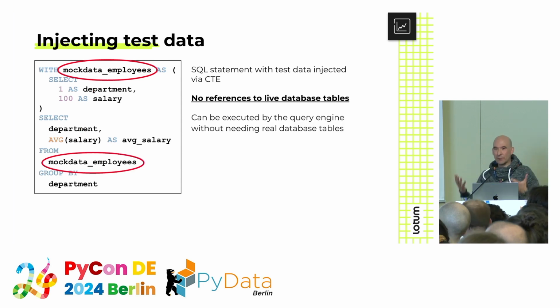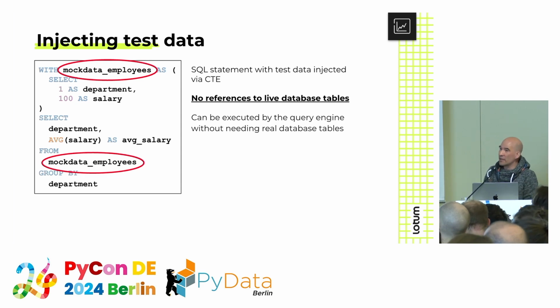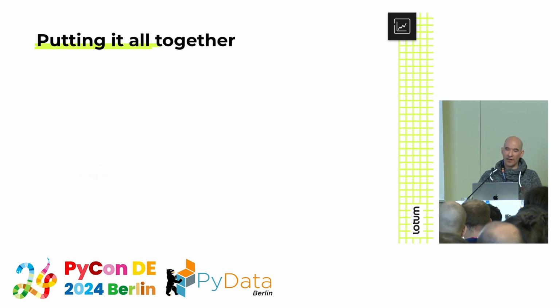Now you have a statement that's entirely self-contained. It doesn't reference any live database tables anymore. It contains its own test data. You can run this through the query engine, and without requiring any live database table at all, the tables don't even need to exist, you get the result for this test case back from your live query engine.